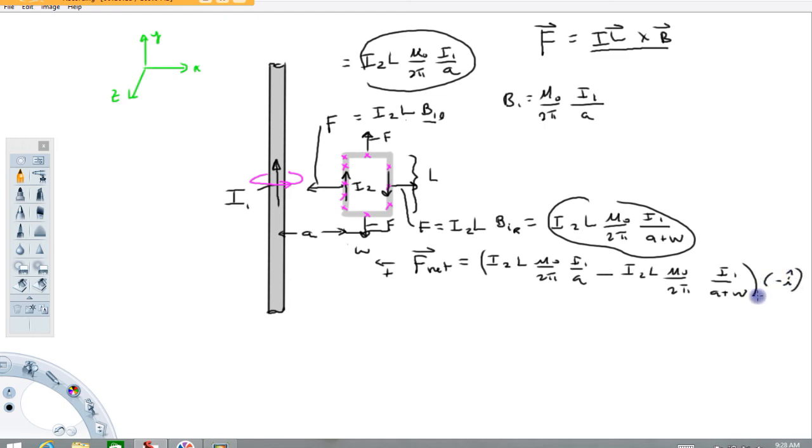So the point of this video was to show how wires with currents interact. I hope that this video successfully does that for you.